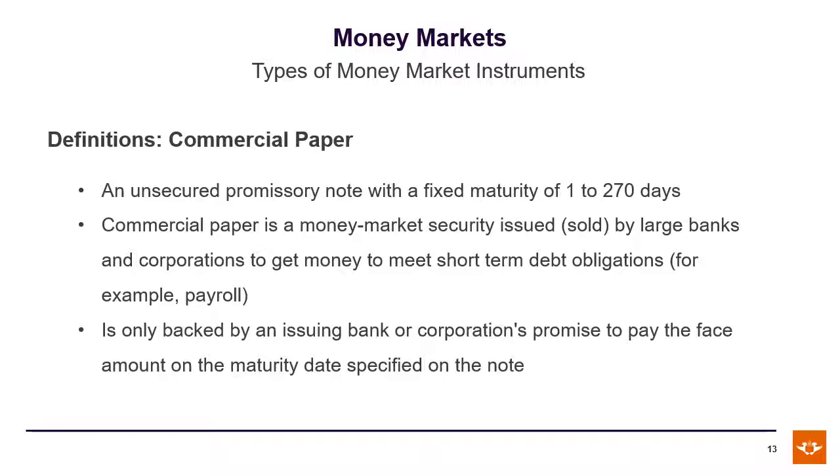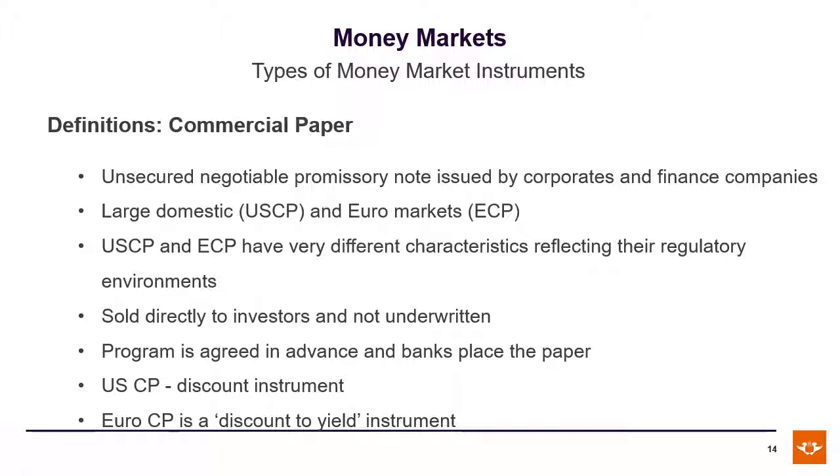So the characteristics of commercial paper are essentially that they are unsecured negotiable promissory notes issued by corporates and finance companies. There is a large domestic US commercial paper market and euro markets. The US commercial paper and euro commercial paper markets have very different characteristics reflecting their own regulatory environments.